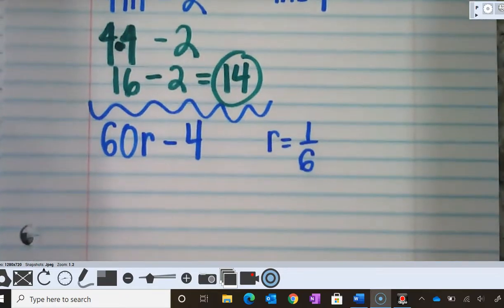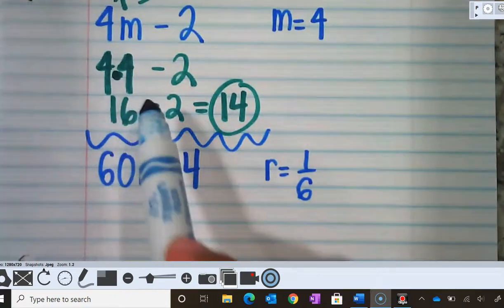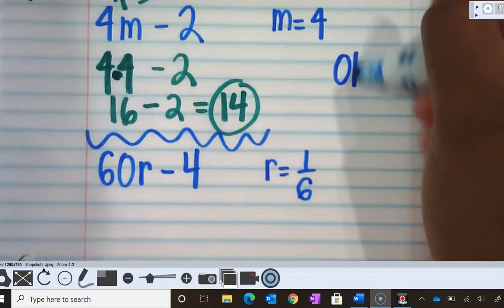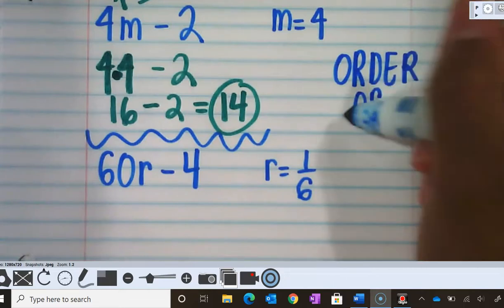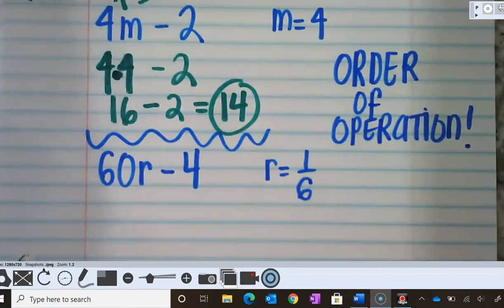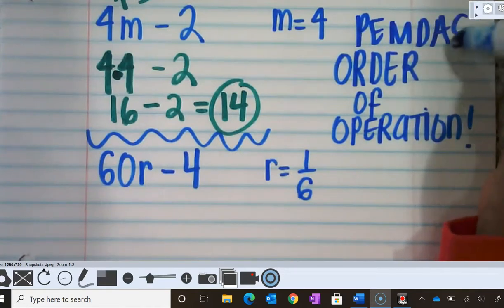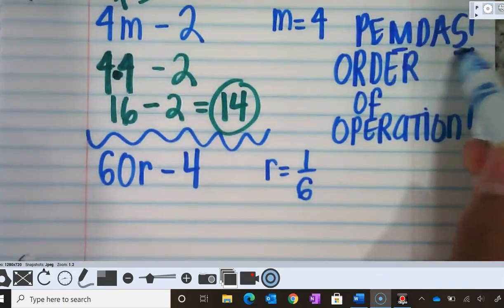All right. So you might ask yourself, well, how did we know to multiply 4 times 4 first before we subtracted the 2? Remember, you have to use your order of operations. All right, remember to use PEMDAS. All right, and we multiplied and then subtracted because multiplication comes before subtraction.